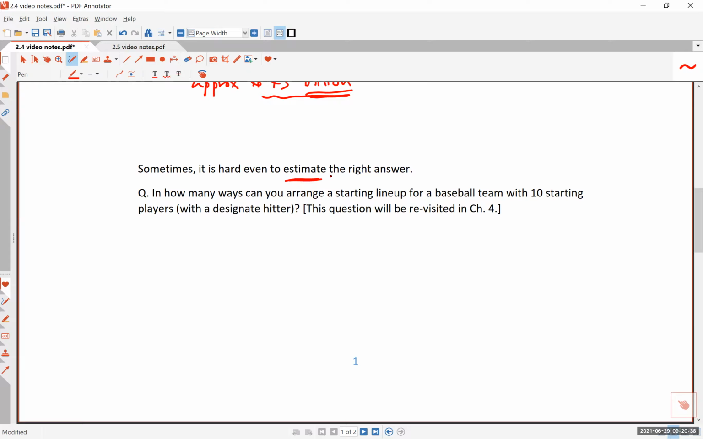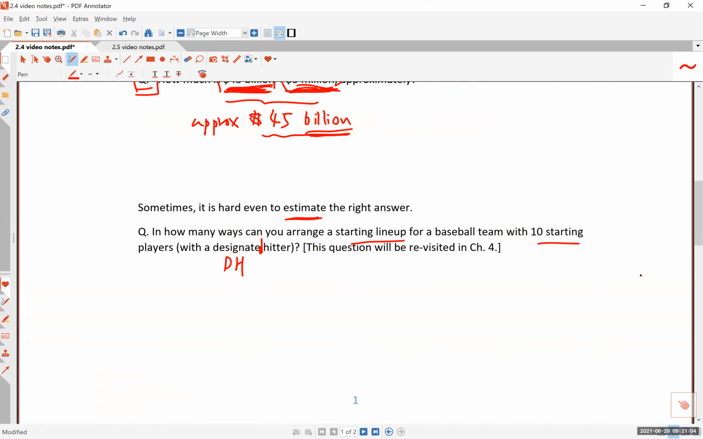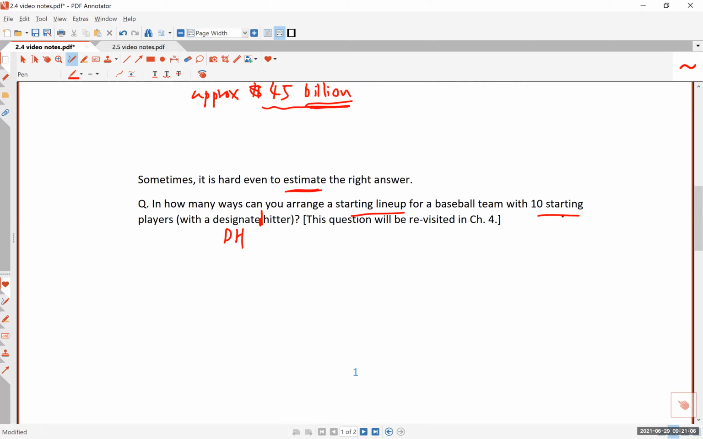In how many ways can you arrange a starting lineup, including the designated hitter and the pitcher? Let's say you have a baseball team, looks like an American League team, because they allow a designated hitter, DH. In the typical lineup, if you look at the box score of a baseball team in the American League, you have 10 starting players' names.